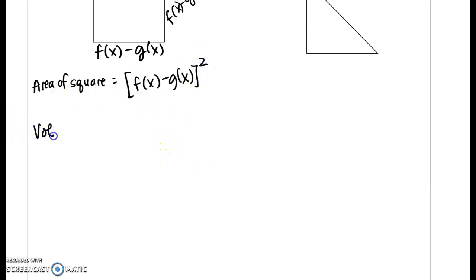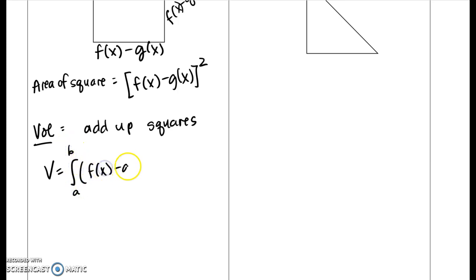So to find the volume, we basically add up the squares. And remember that when we say adding up, we're really talking about an integral here. So our formula that we're going to use if we have cross sections that are squares will be the integral from a to b, f of x minus g of x quantity squared. And so notice this looks a little bit different than the equations we were using before. We would have like f of x squared minus g of x squared. This is the whole quantity squared, so the difference squared.